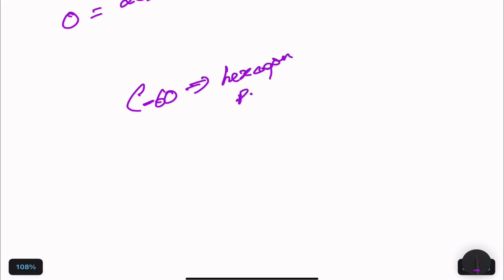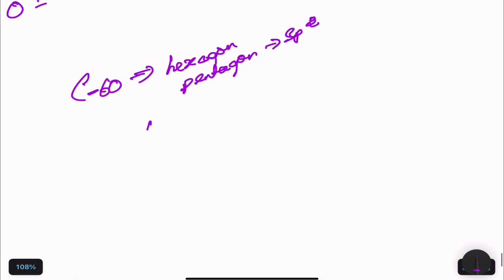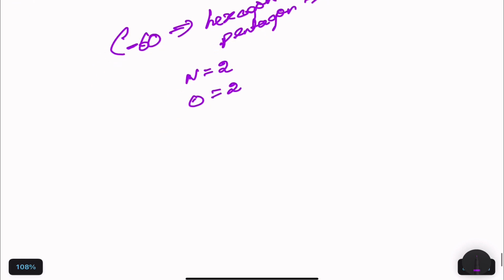Okay, and then C60, the carbon 60 structure. So this particular carbon 60 structure is a nanoparticle. It will have hexagons and pentagons, everything will be present. Okay, mostly the carbon is in sp2 hybridized state. So here the contribution, whether it is neutral or oxidation method, will be 2 electrons. Okay, in the case of fullerene.